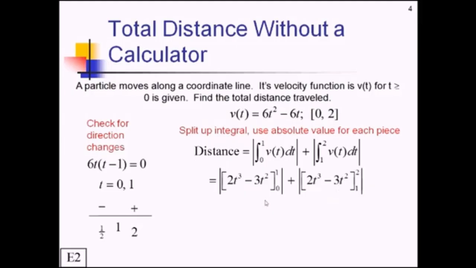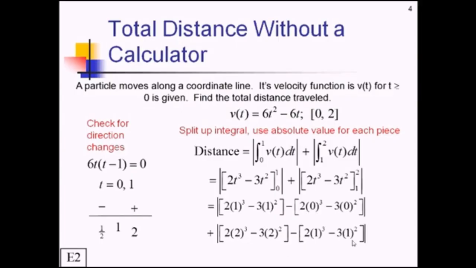Okay, let's go through and split these up. We're plugging 1 and 0 into this expression and subtracting, all inside one big absolute value. And then we're going to plug 1 and 2 inside the same expression and subtract, all inside another absolute value. And we're adding those absolute values together because we were adding them together up here.